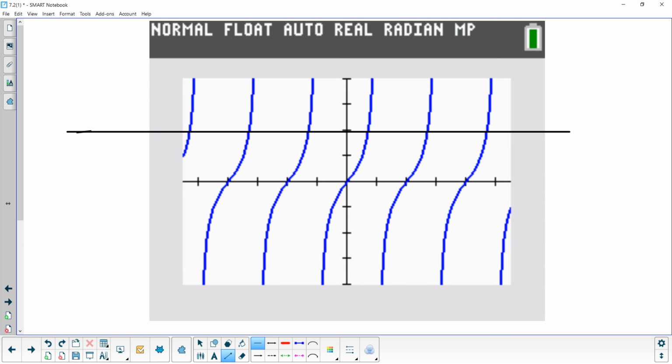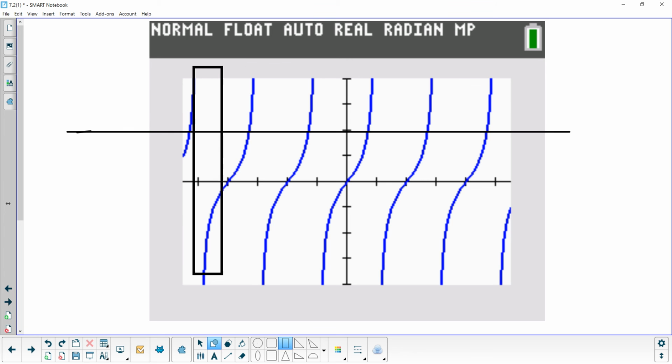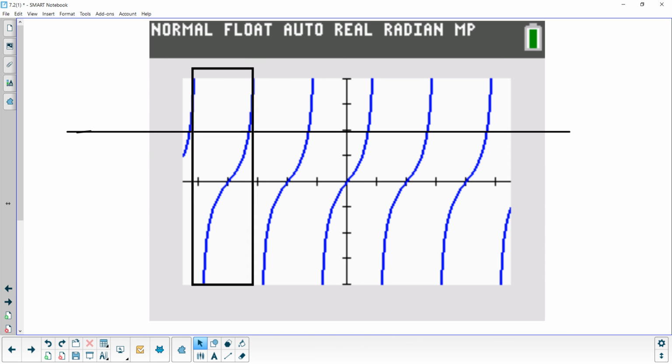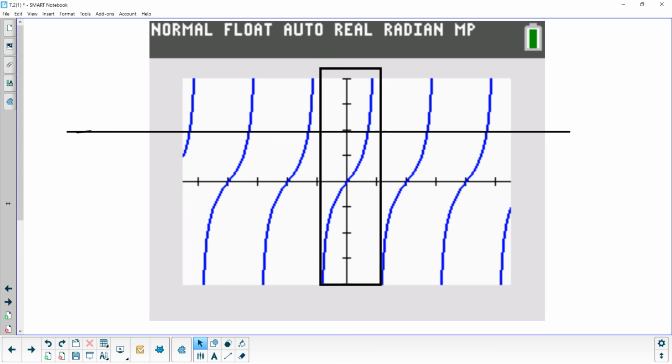Okay, so let's make a box. And when I look for a section that passes, I have to find a section that's 2 tick marks wide. That's the rule. It's got to be 2 tick marks wide, which is basically pi units. Let's try what we did last time. Let's do 0 to pi.